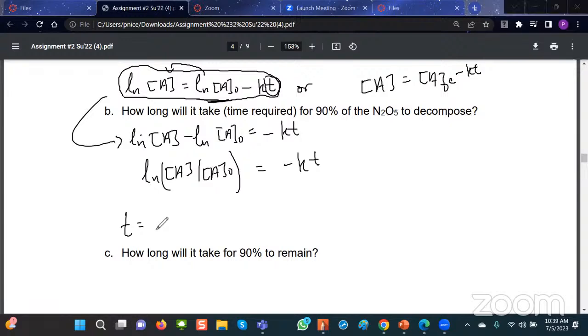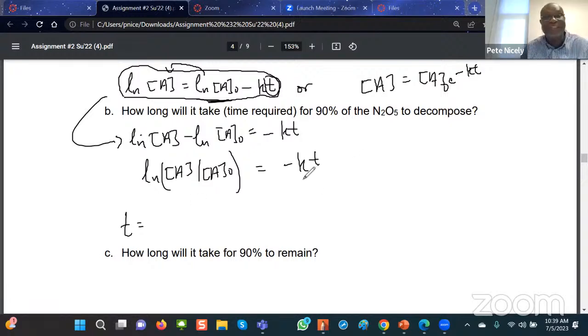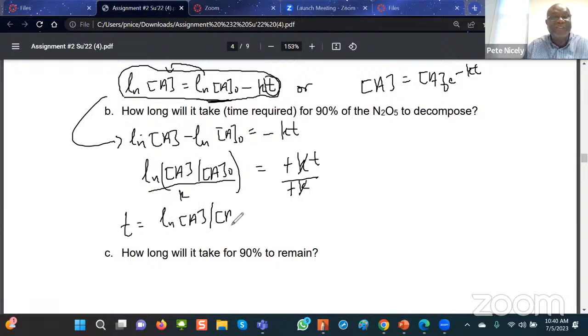Would you divide by k? Okay. Actually, you divide by more than just k. I would divide both sides by minus k, because you want to get t by itself. So t would be equal to ln of concentration of A divided by concentration of A initial, divided by minus k. And then all we have to do is plug the numbers in.